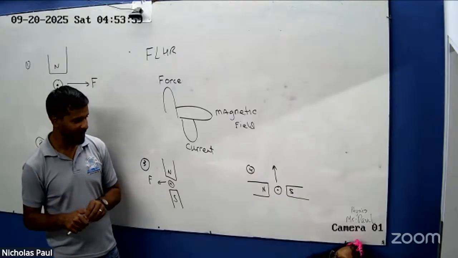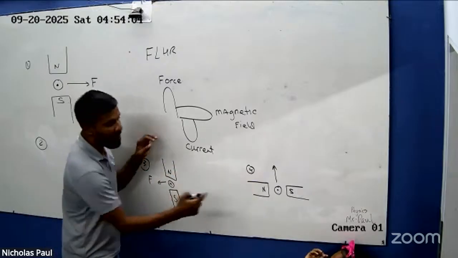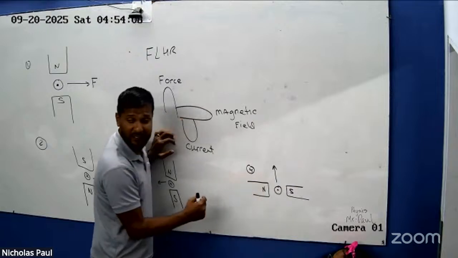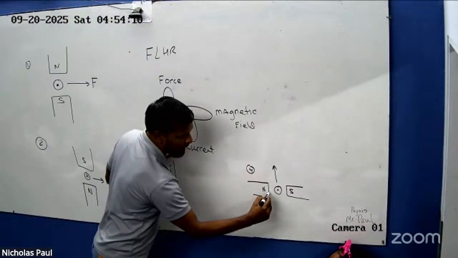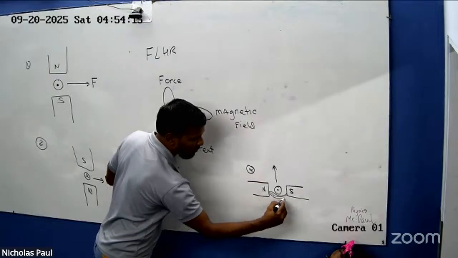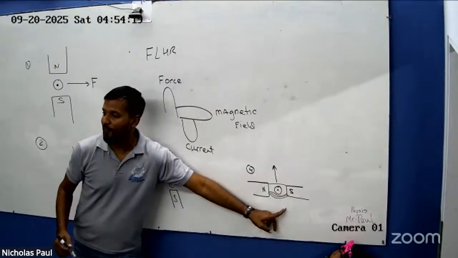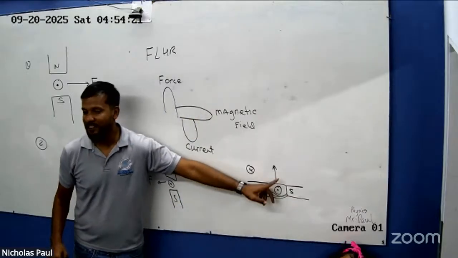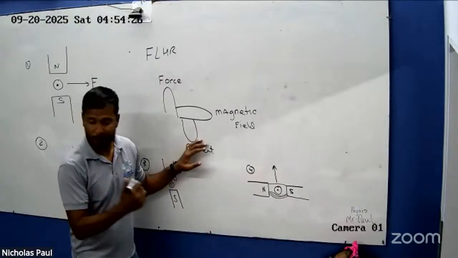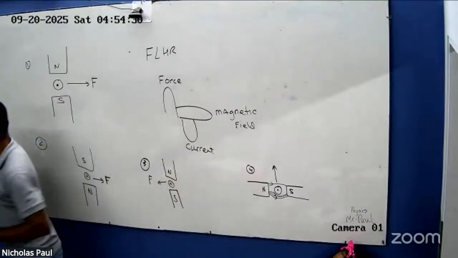Watch what's happening. Remember these two have magnetic fields, so they're building up here, and they have a few here. So if you have more field lines underneath and less on top, what will happen? It will push it upwards. That's okay?